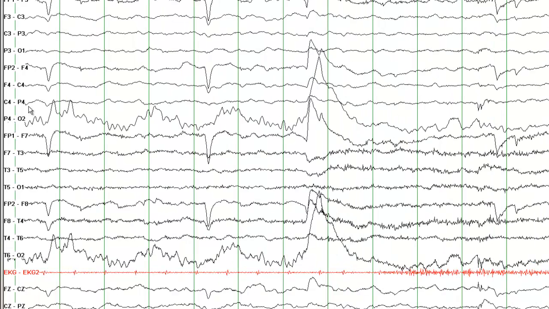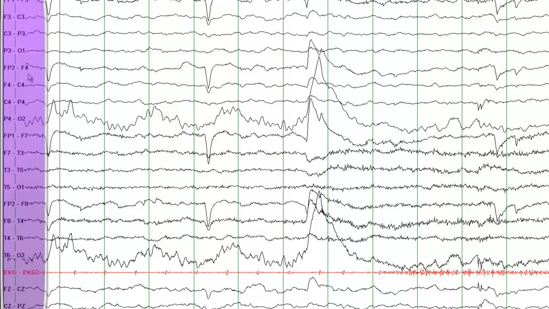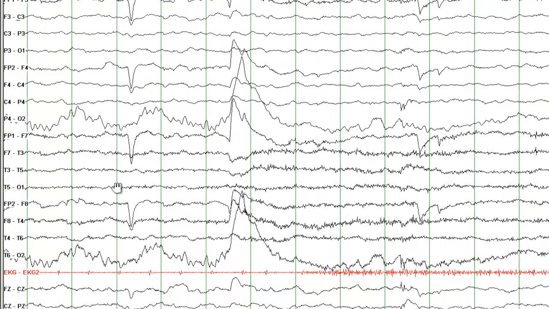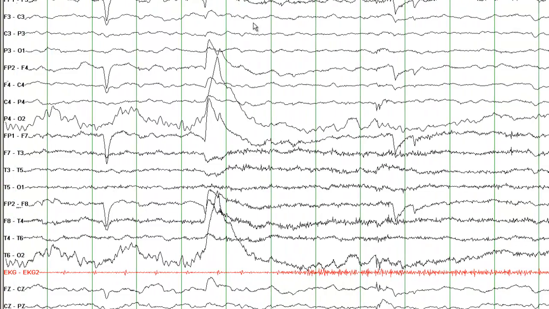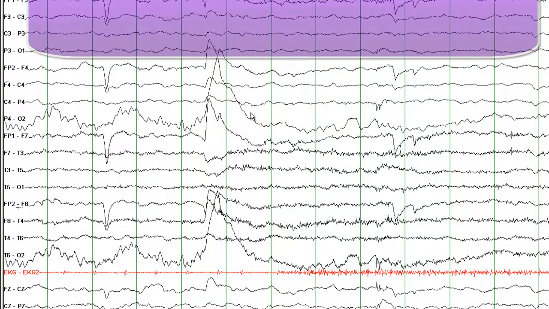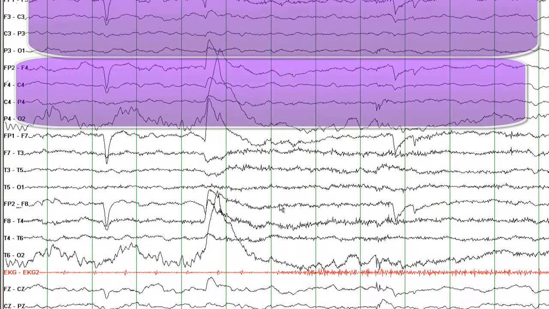Make sure you make a note of the montage. Are we using a bipolar montage? Are we using a referential montage? I'll stick to the same montage. So when you're reporting an EEG, make sure you keep those things in mind. Compare symmetry between the left parasagittal electrodes and the right parasagittal electrodes.